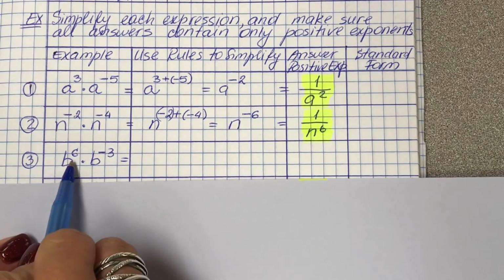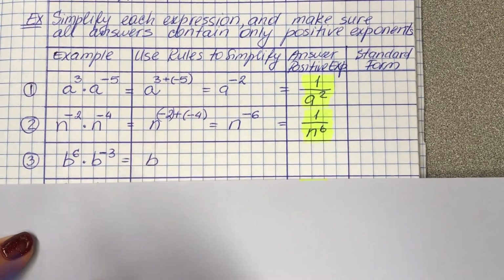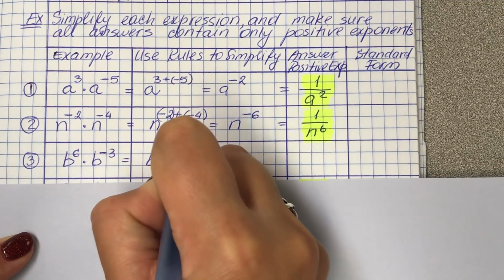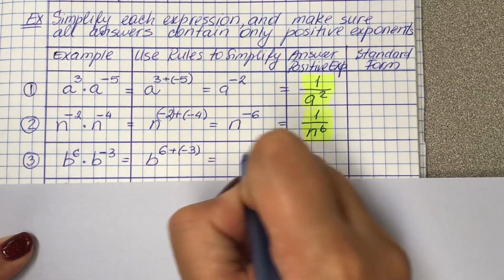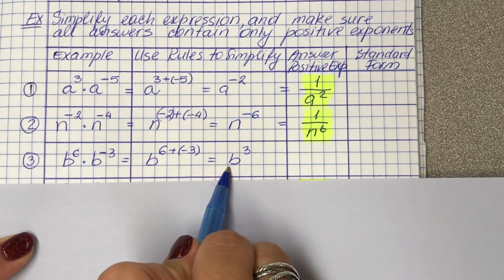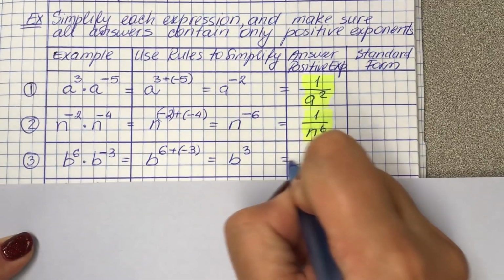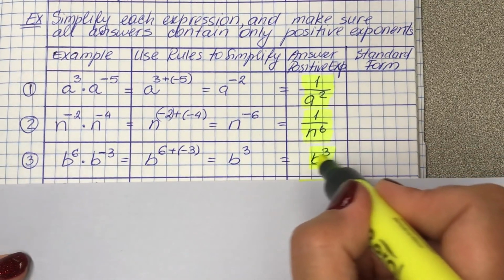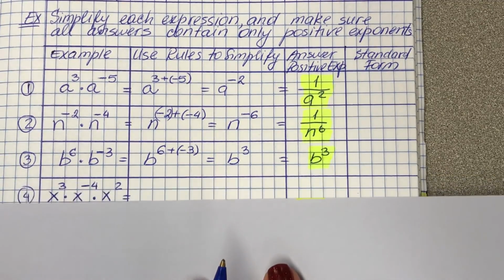b to the sixth multiplied by b to the negative third. The product of powers rule says keep the base and add the exponents. So 6 plus negative 3 will be b to the third. This is already a simplified expression that has positive exponents, so we don't have anything else to do. That is it, the final answer. The simplified expression has positive exponents.